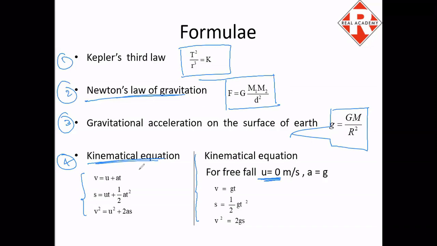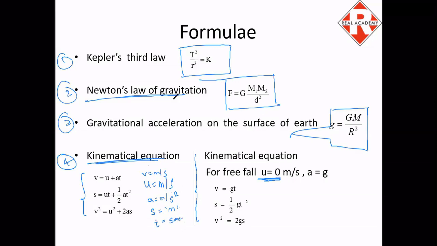Also we know the unit of v, meters per second, right? v is given by meters per second. Initial velocity is also given by meters per second. Acceleration is given by meters per second square. Displacement is given by meters and t is given by seconds.